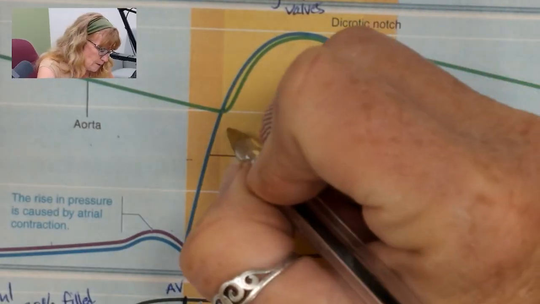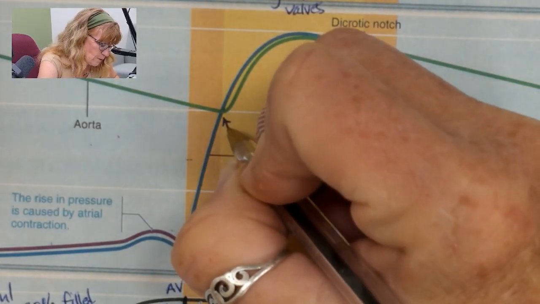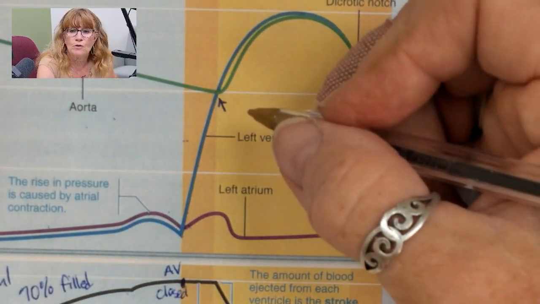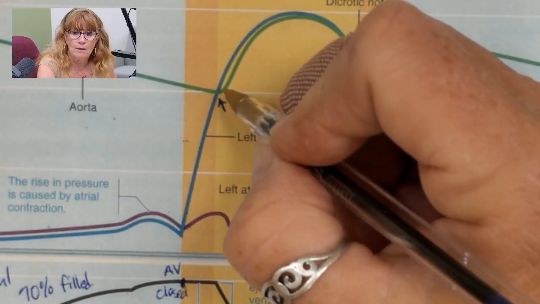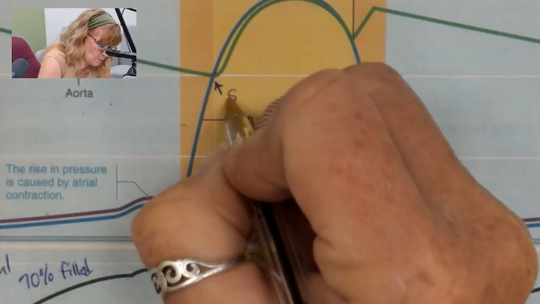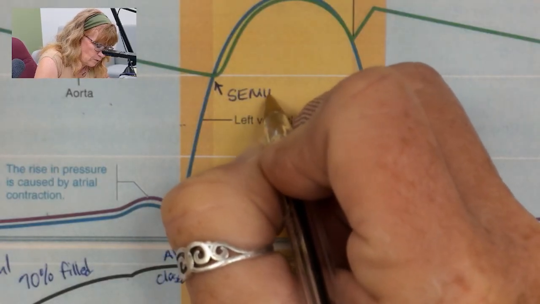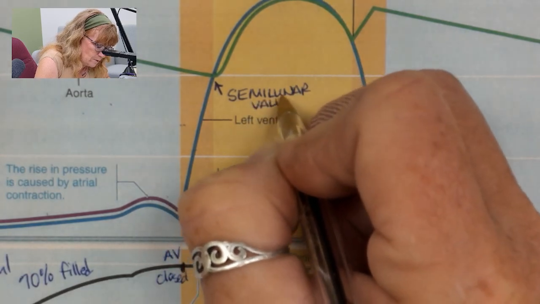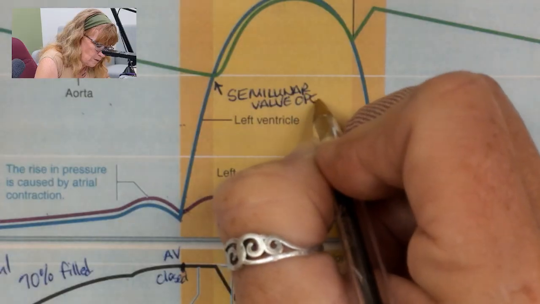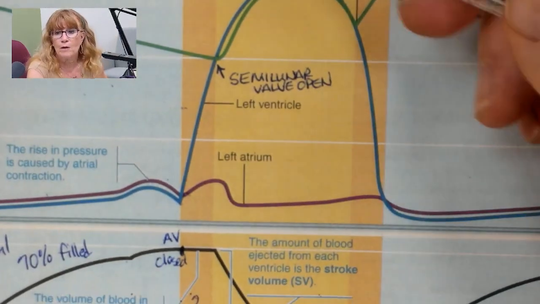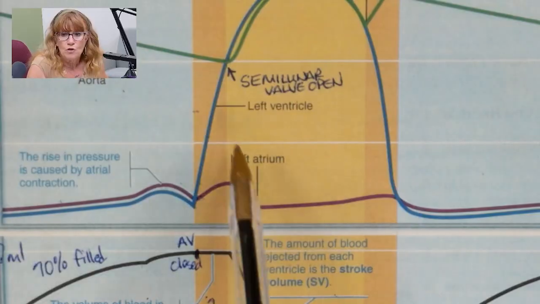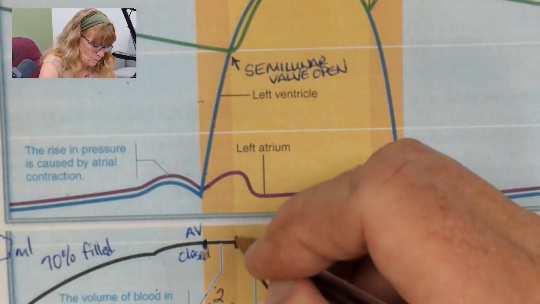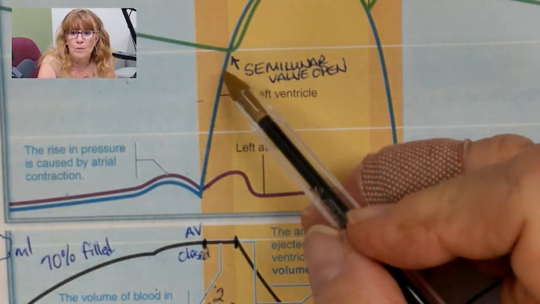And so right at this point, there is enough ventricular force, contraction of the blood in the ventricle, that now we can open the semilunar valves. So at this point, we have the semilunar valve open. So the aortic semilunar valve or the pulmonary semilunar valve, depending on what side of the heart we're on. So now that's also this point right here. Okay, so the semilunar valves are open.